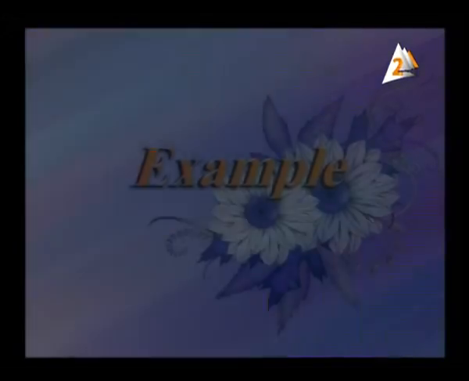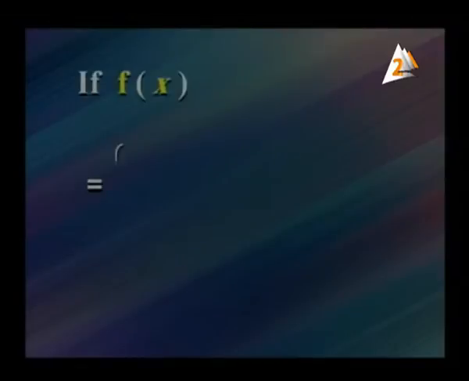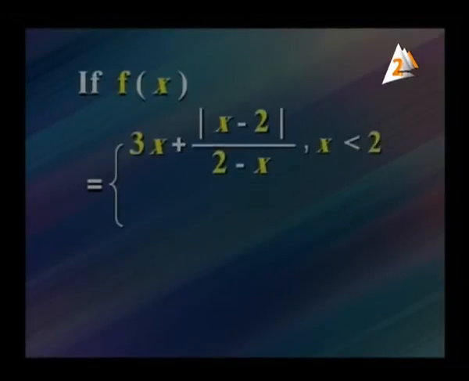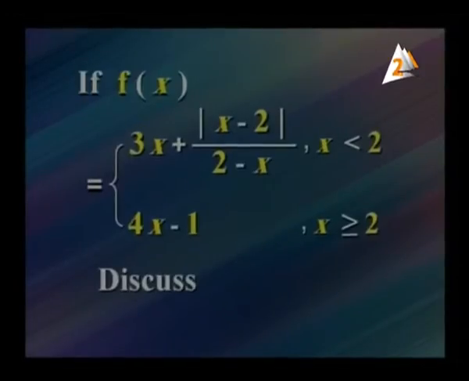Another example. f(x) = 3x + |x − 2| / (2 − x) when x is smaller than 2, and 4x − 1 when x is greater than or equal to 2. Discuss limit f(x) when x tends to 2.